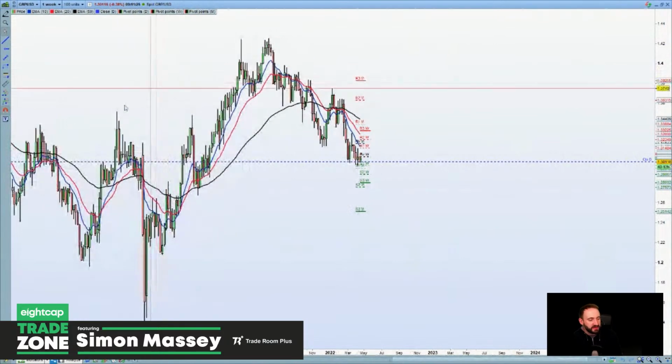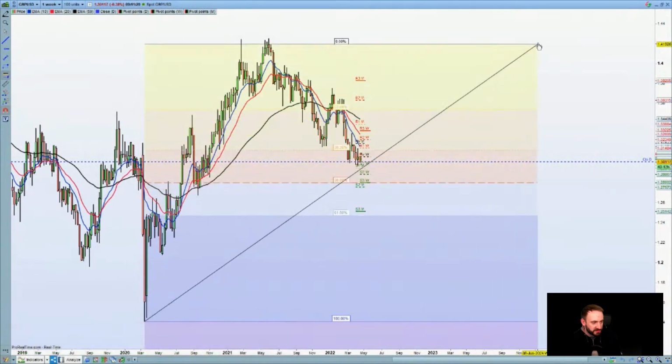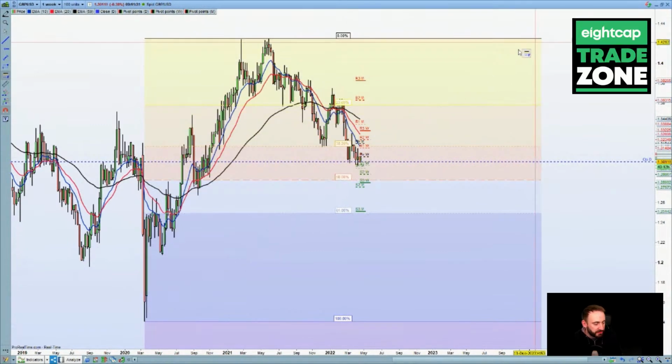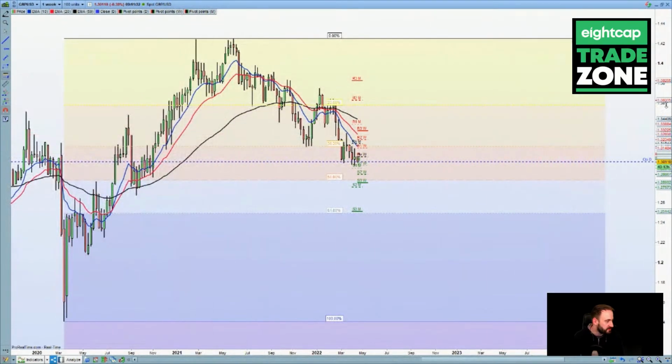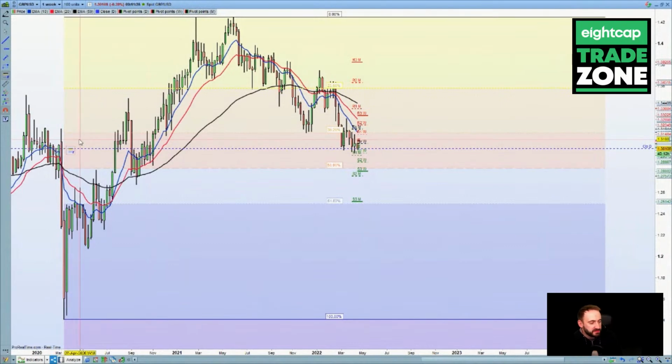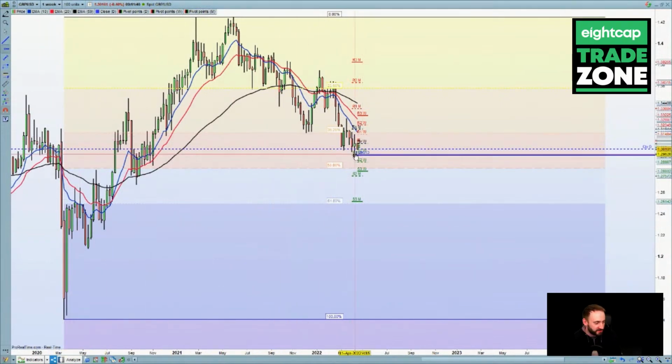Okay, so this is cable. This is the pound-dollar currency pair that's been quite volatile. It's strange. This is my currency. You can probably tell I'm English. I actually like this currency to be weak because I do nearly all my business in dollars, so it can carry on coming down for me. So I've got a bearish bias because that's what I want to happen.